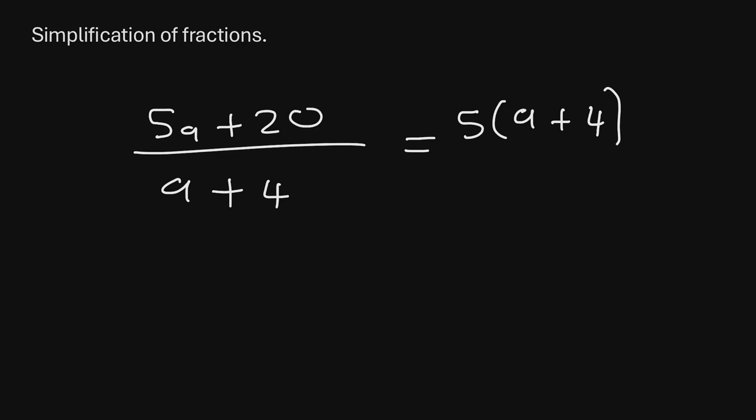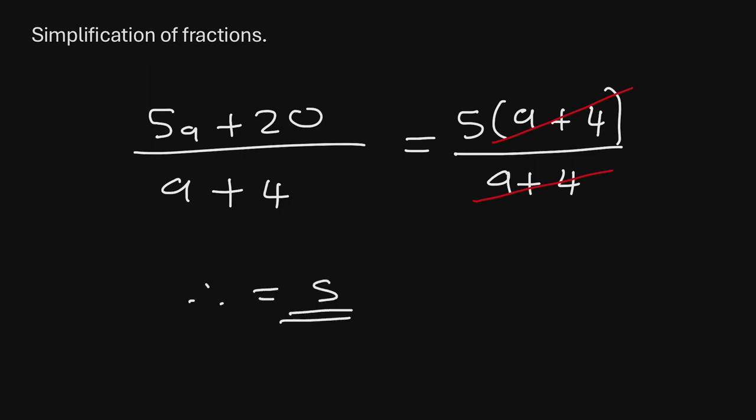And then this is all divided by the denominator, which cannot be factorized, so we just write it as it is, a plus 4. Now you see our denominator is the same as the a plus 4 that is at the top. So they will cancel out. Therefore, our answer to this problem is just 5. Now let us move on and try other problems.